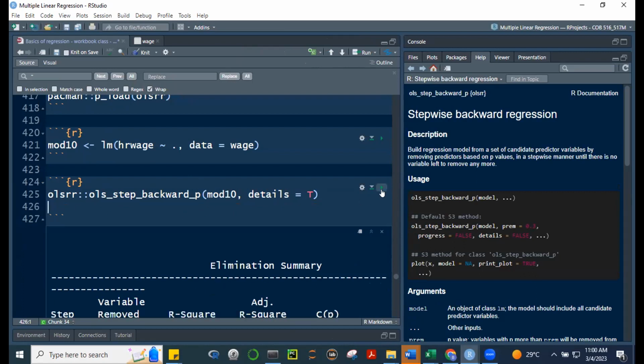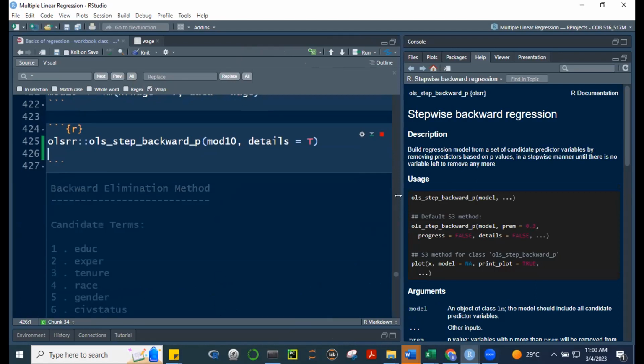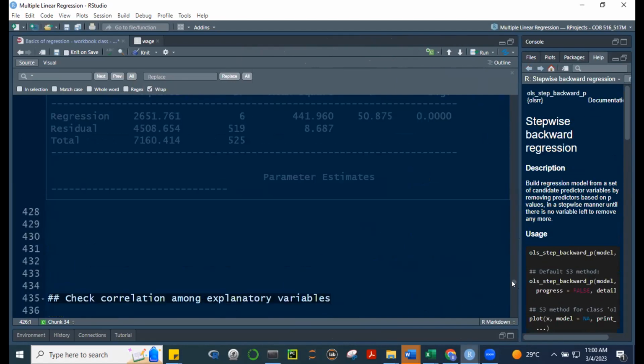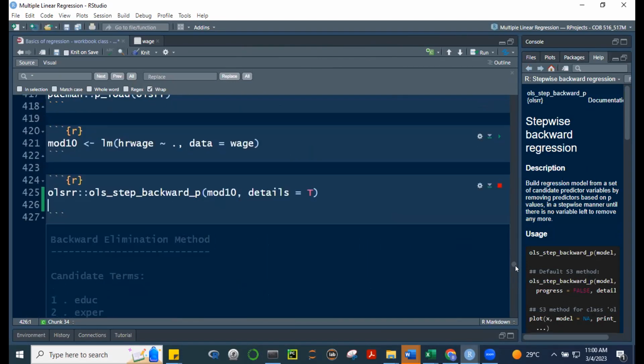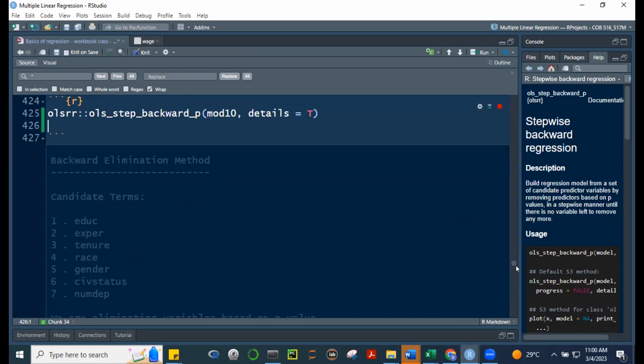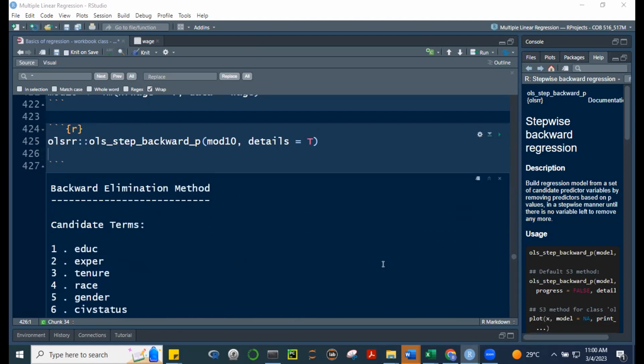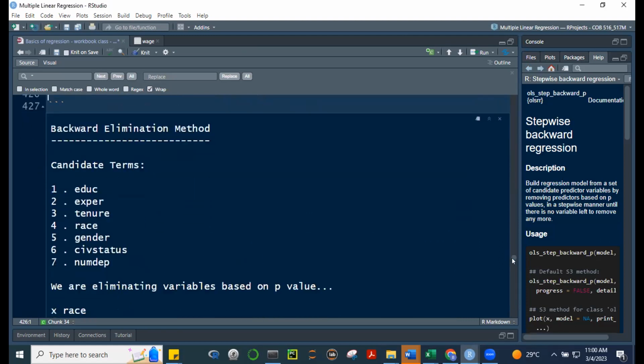Tagal ko na kasi hindi nagamit ng OLSRR. Yan, ayun. Okay. So ito na, no? Pinakita na niya yung whole process na ginawa natin, class. Okay. So let's wait. It's still running. Okay, this is what the OLSRR package does. Kung ano yung ginawa natin, whatever we did a while ago, one step at a time, it now generated this answer.